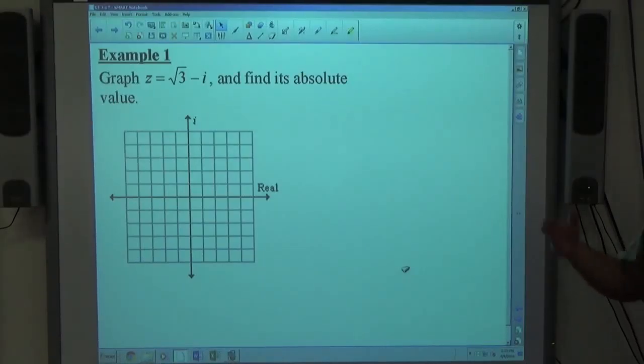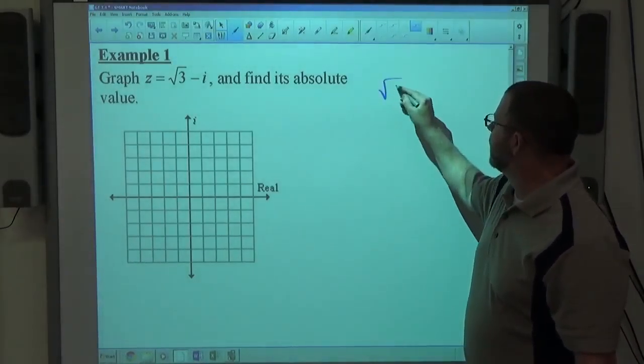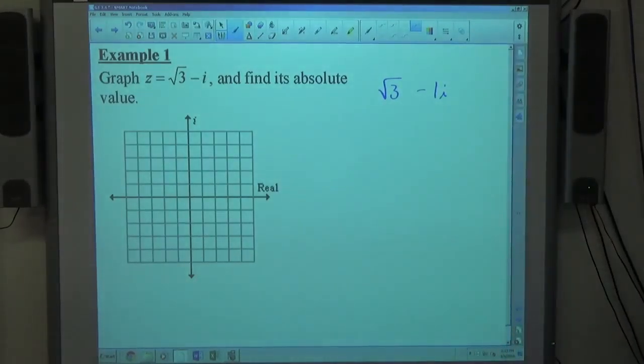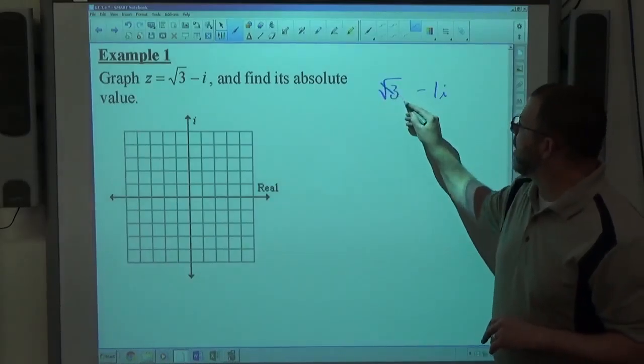Example 1 asks us to graph the imaginary number z is square root of 3 minus i. All right, first of all, anytime I'm looking at a complex number, I want numbers, not just i. So if it's minus i, it's actually minus 1i. Also, approximate values are fine for graphing. Square root of 3 is about 1.73.